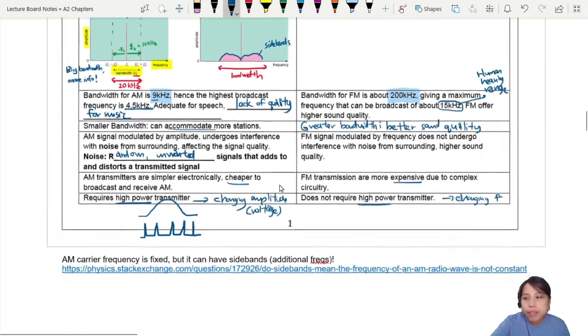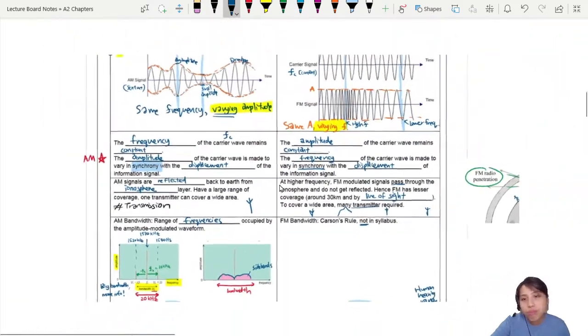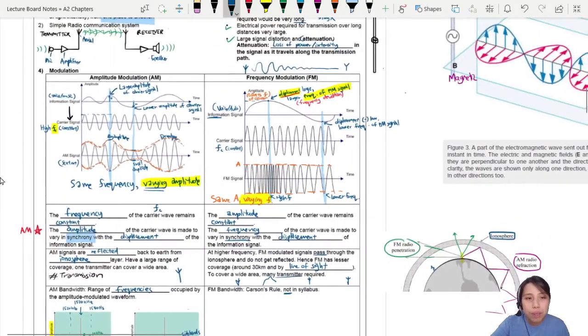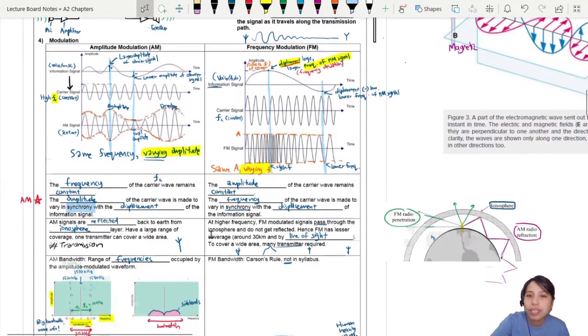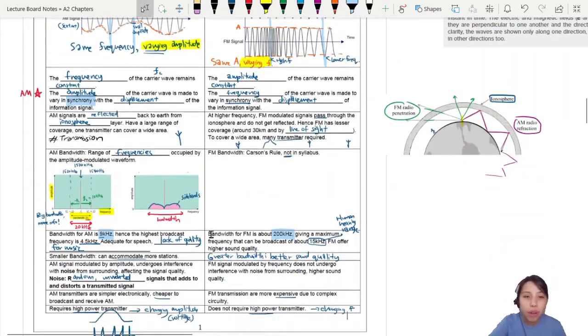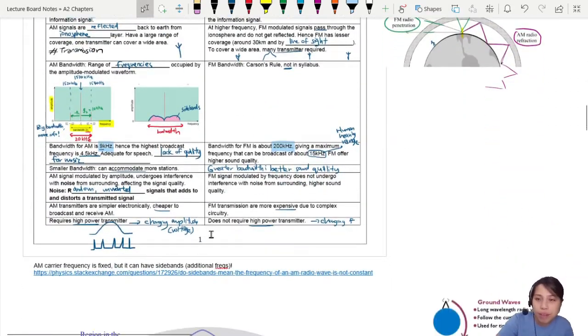So that's comparing these two waves. Make sure you know how to differentiate both of them. Some of these points you can use in past years when answering pros and cons kind of questions. Describe the benefits of AM. Describe the benefits of FM.